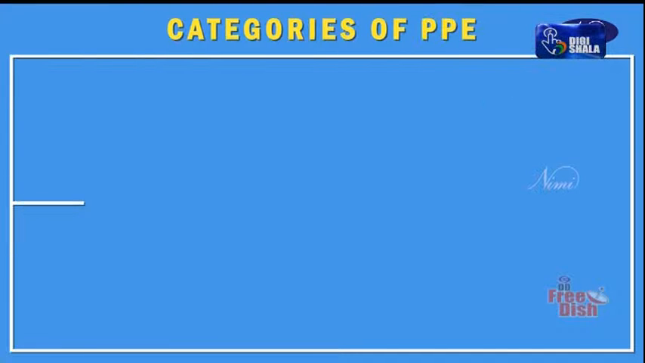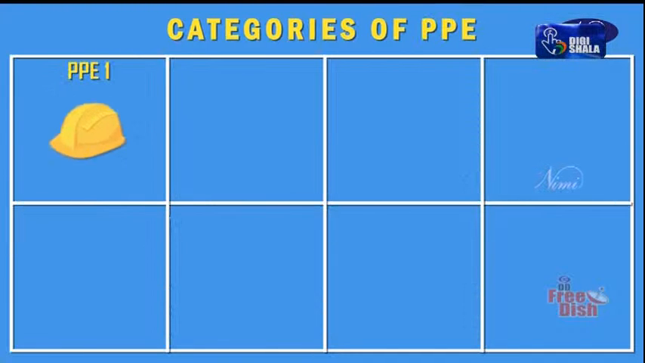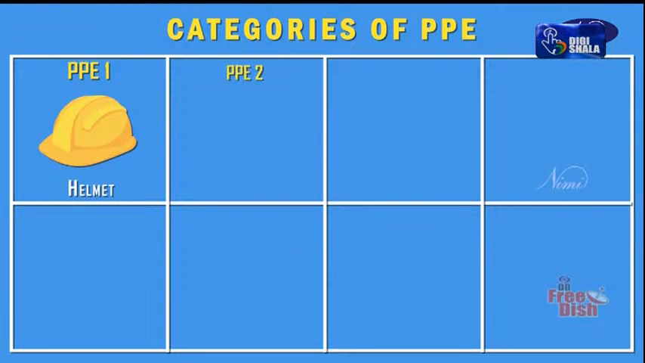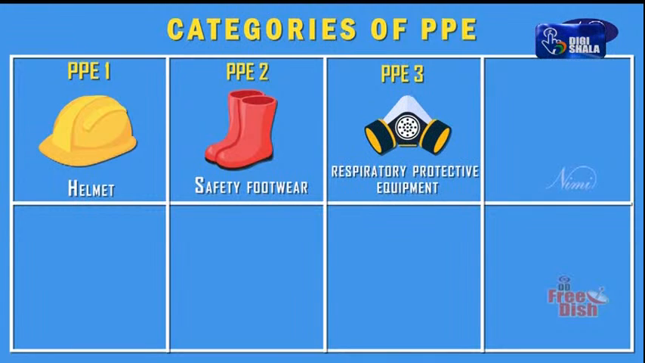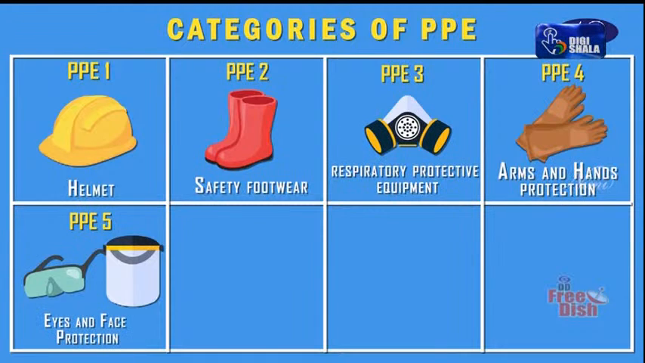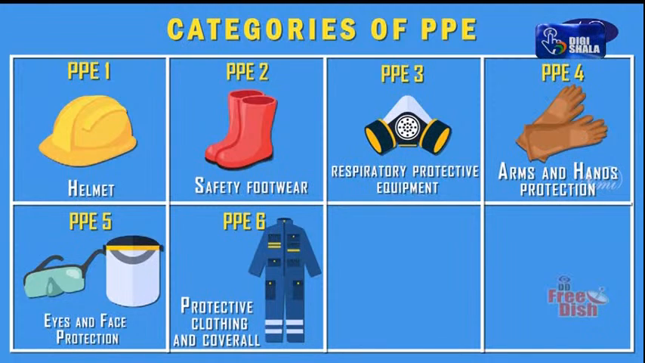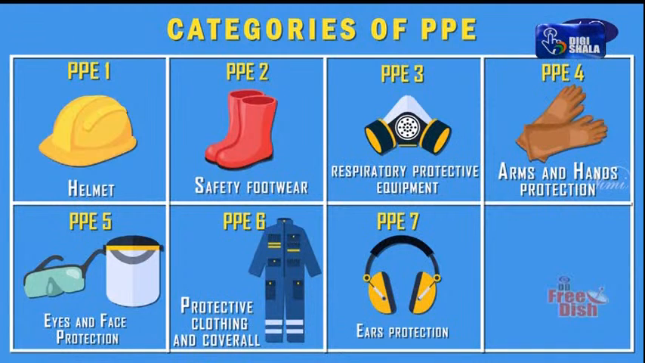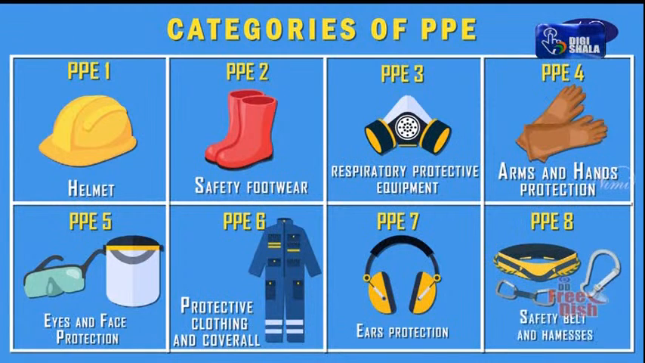In the tabulation, we can see PPE 1 for helmet, PPE 2 for safety footwear, PPE 3 for respiratory protective equipment, PPE 4 for arms and hand protection, PPE 5 for eyes and face protection, PPE 6 for protective clothing and cover-alls, PPE 7 for ears protection and PPE 8 for safety belt and harnesses.